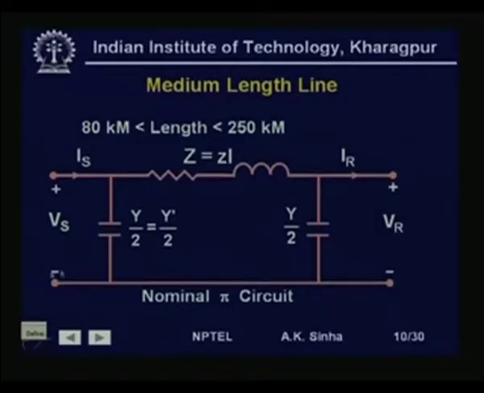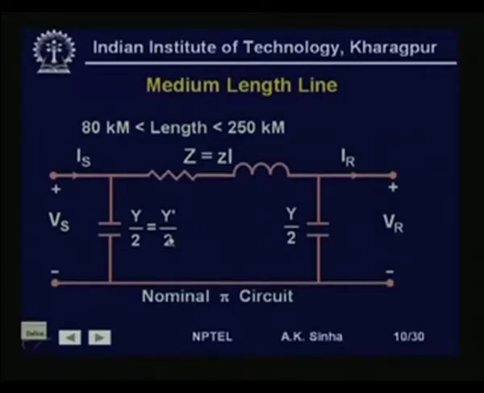Now, lines having a length between 80 to 250 kilometers, we call medium length lines. These lines are generally high voltage or extra high voltage lines, and for these lines we cannot neglect the shunt capacitance or the capacitive admittance of the line. The shunt admittance needs to be taken care of.